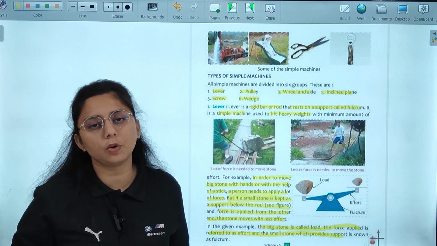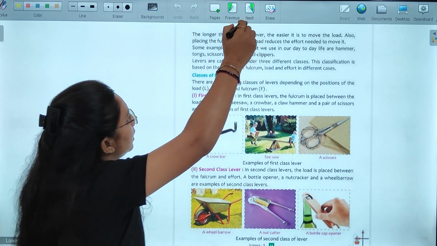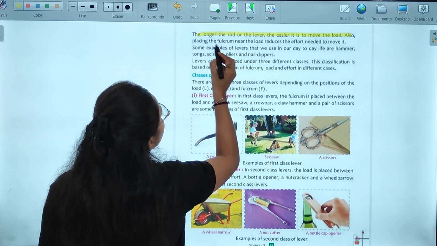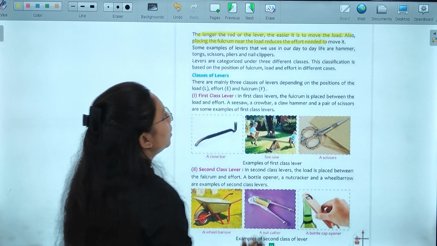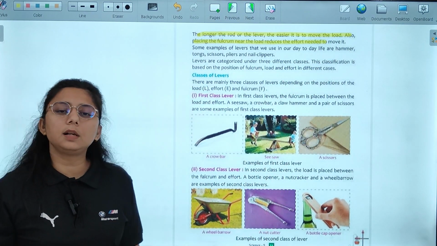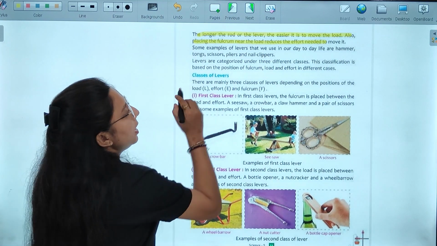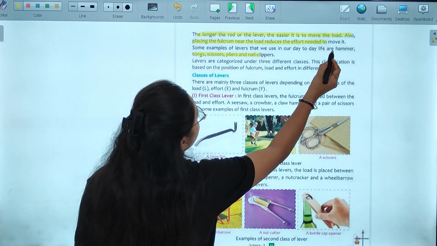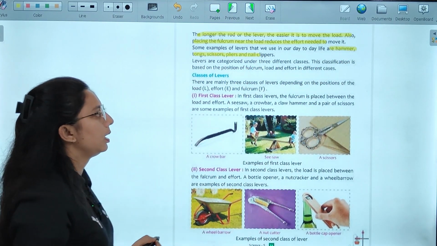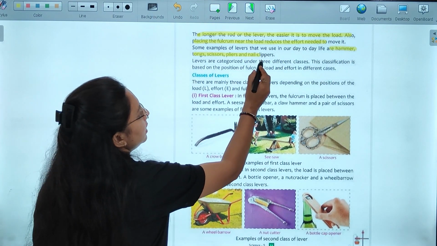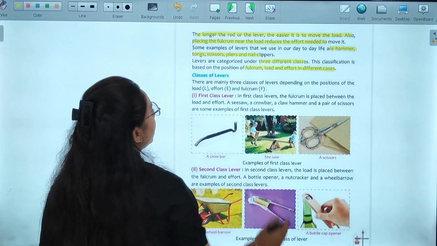जो आपको support दे रहा है वो क्या है? Fulcrum है. Right? The longer the rod of the lever, the easier it is to move the load, and also placing the fulcrum near the load reduces the force needed to move it. Like in the examples, हम hammer, tongs, scissors, pliers और nail clippers का use करते हैं. Levers are categorized under 3 different classes: fulcrum, load and effort.